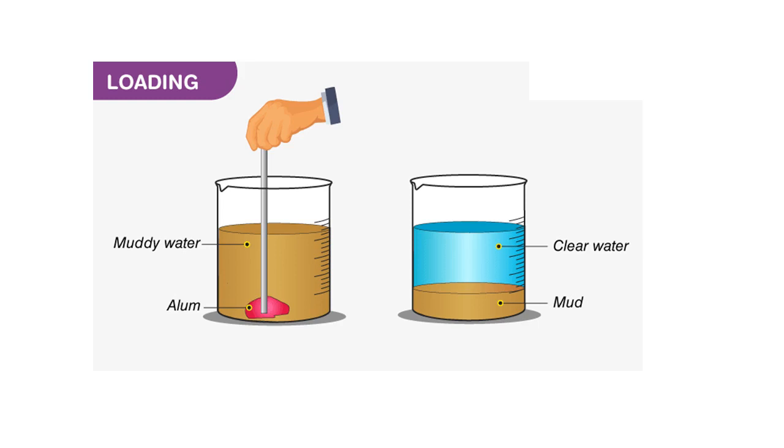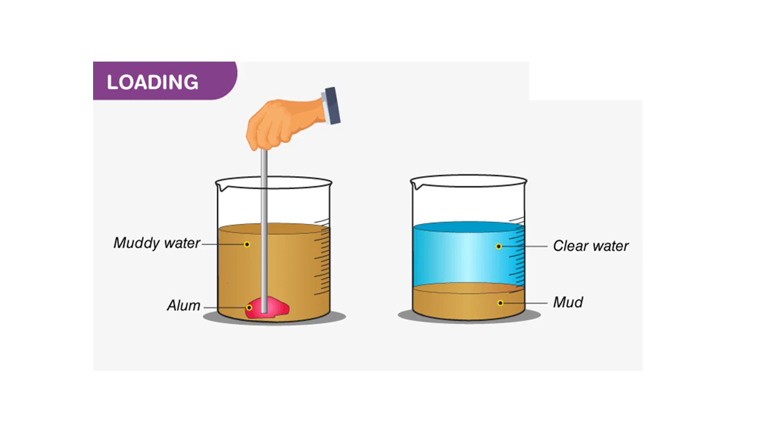So here in the loading process, what is done? This is the process by which a mixture of liquids containing tiny impurities is separated by adding a chemical that sticks to the impurities and makes them heavier. There are some chemicals such as alum. Alum is used to increase the rate of sedimentation so that the impurities stick to that chemical and become heavier, and that will settle down.